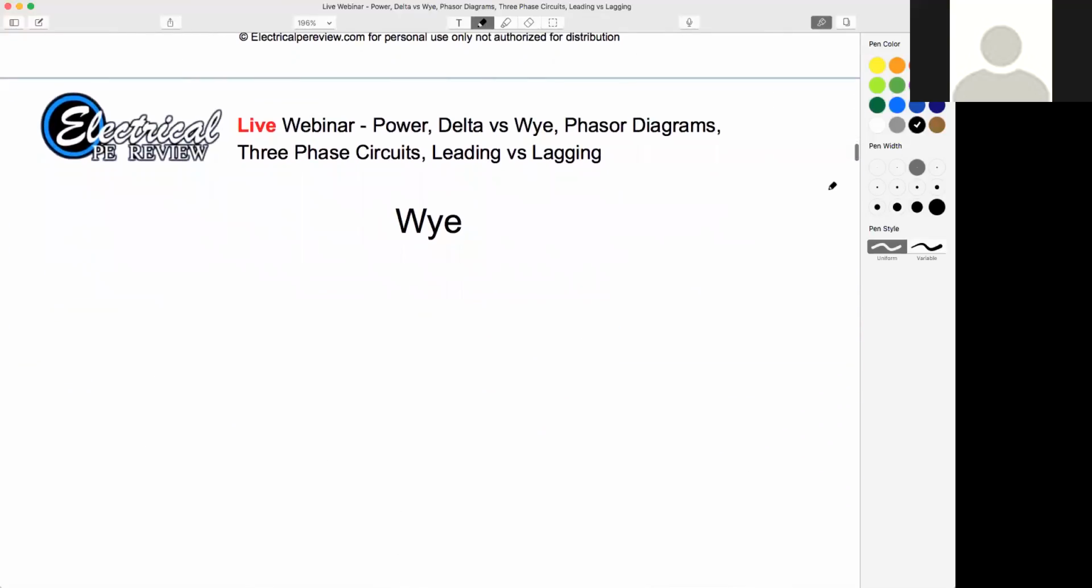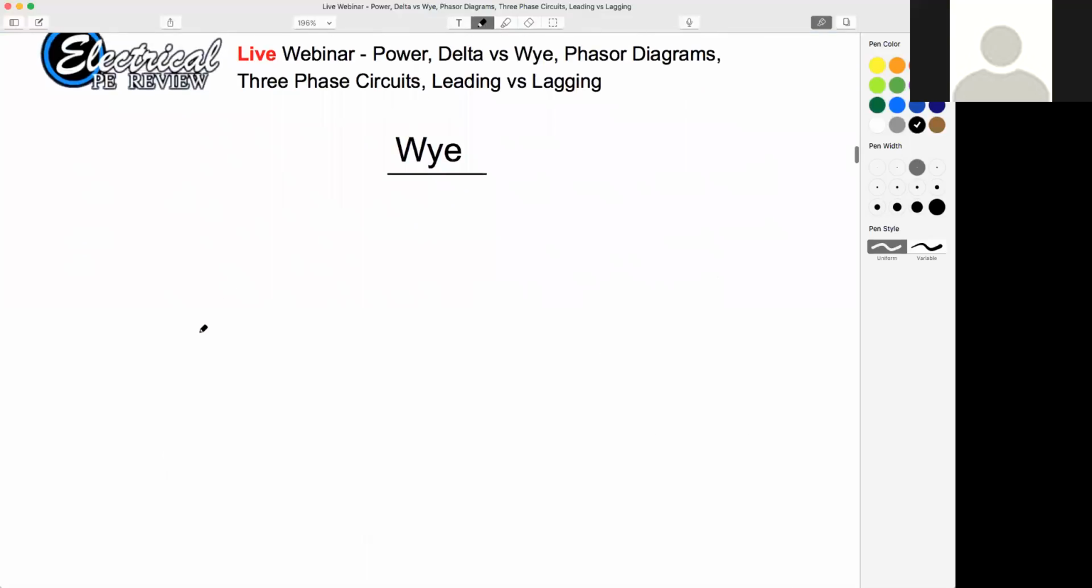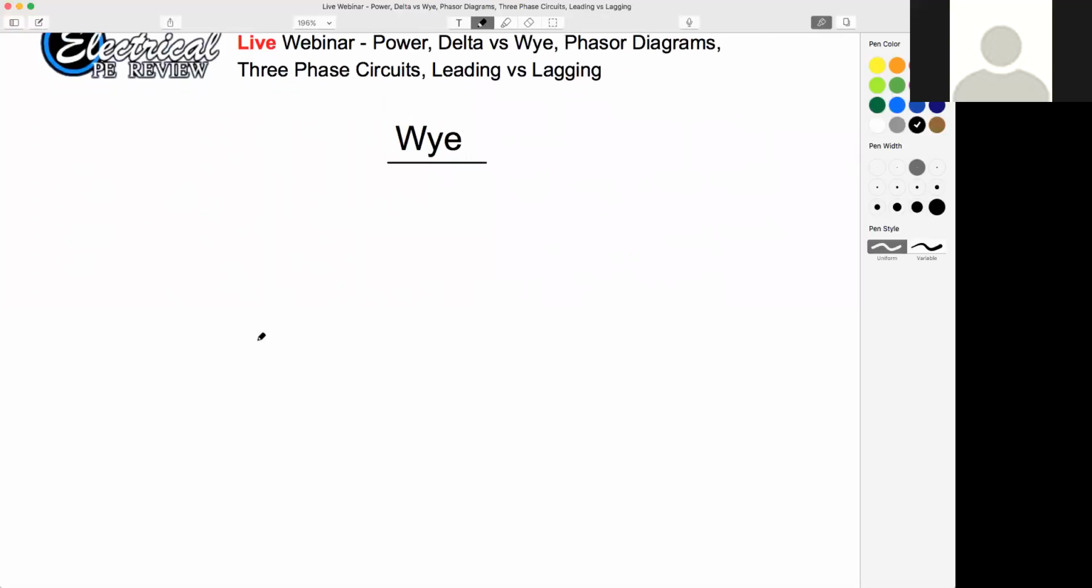Okay, let's talk about Y systems. We'll talk about a Y source and a Y load at the same time. So let me draw a Y source. It will look something like this. Not perfect, but it gets the point across. So this is going to be our source, and this is going to be our load. These two aren't connected, by the way. We're going to talk about them individually, and then when we get into the three-phase circuit section, we'll talk about a YY system.